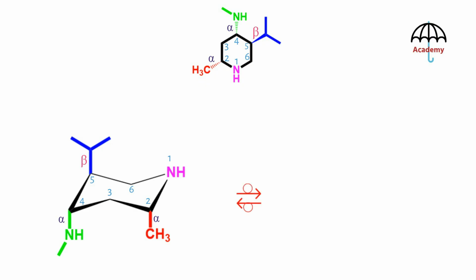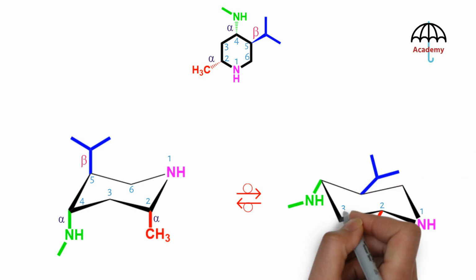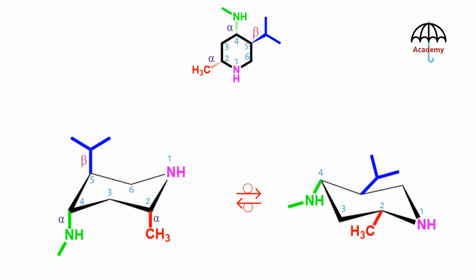The ring flipped form appears like this. So that up atoms of the chair are now down in flipped chair and vice versa. Methyl group on C2 is now equatorial but still alpha. N-methyl amino group on C4 is now equatorial but still alpha. Isopropyl group on C5 is now equatorial but still beta.